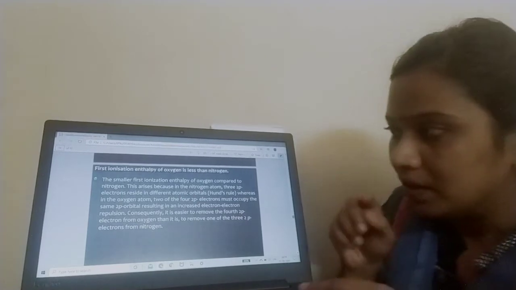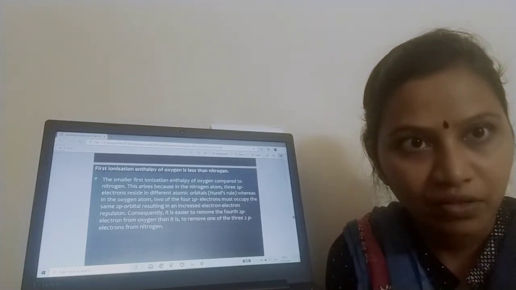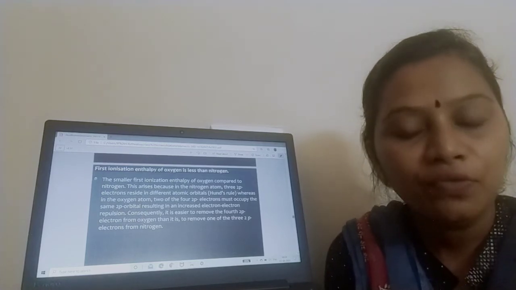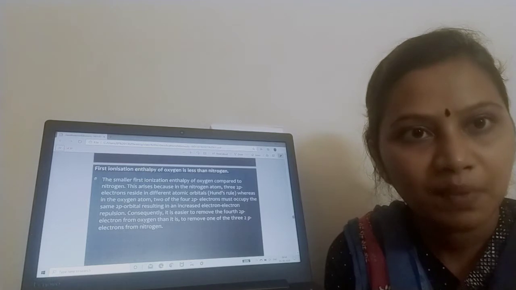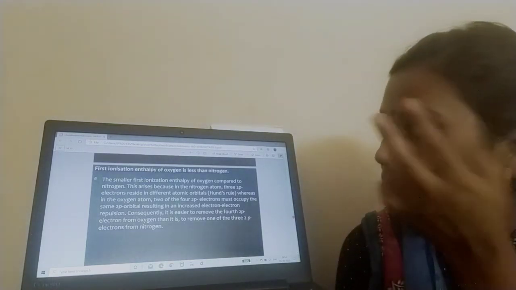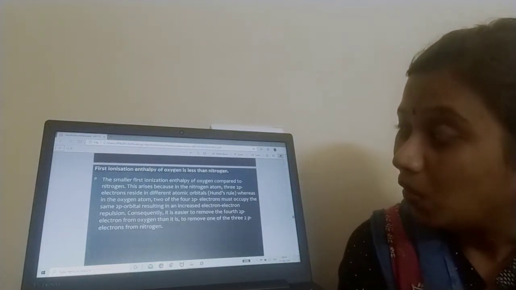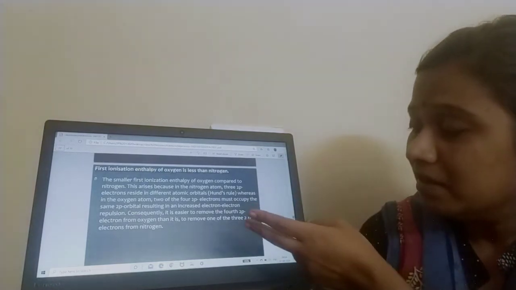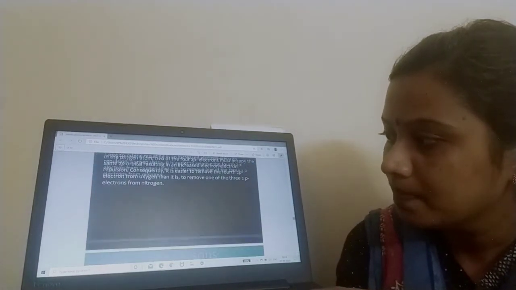Okay, you need to work this out. Write the electronic configuration of nitrogen and oxygen. Try to fill the s orbital and p orbitals, filling px, py, pz, and just see. It is always easier to remove the last electron from oxygen than from nitrogen. This is as per Hund's rule.